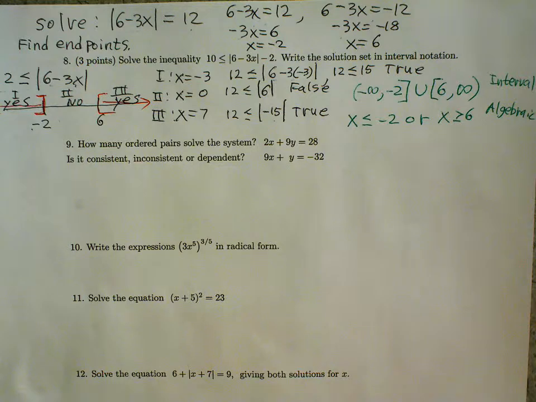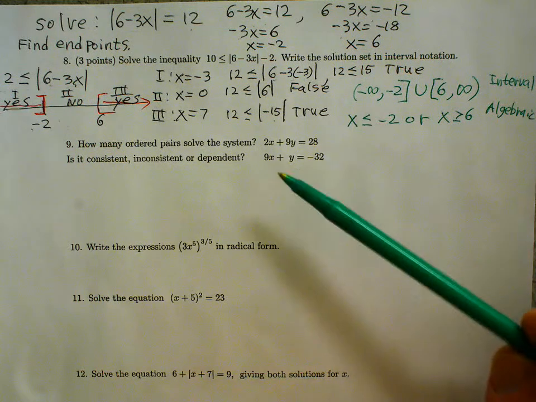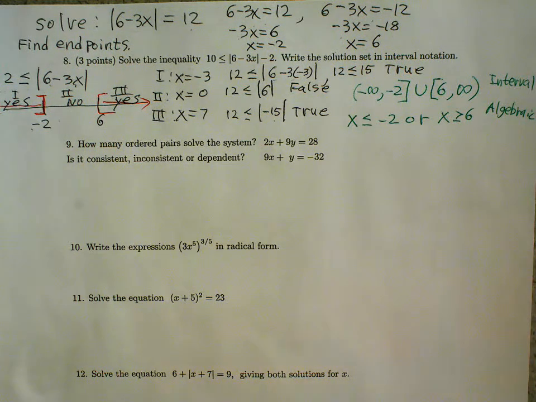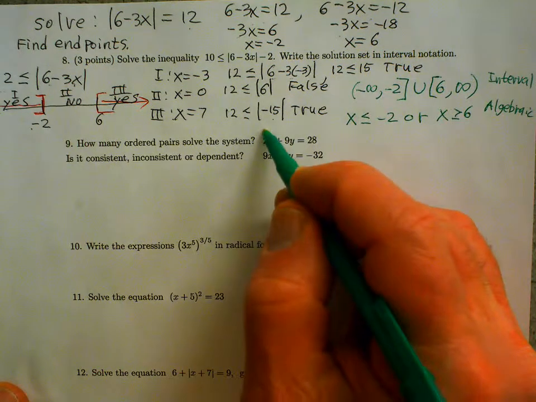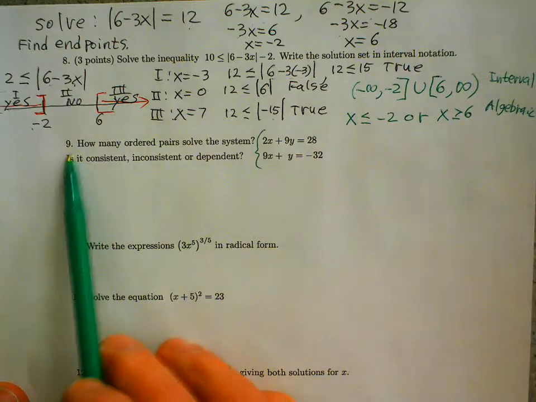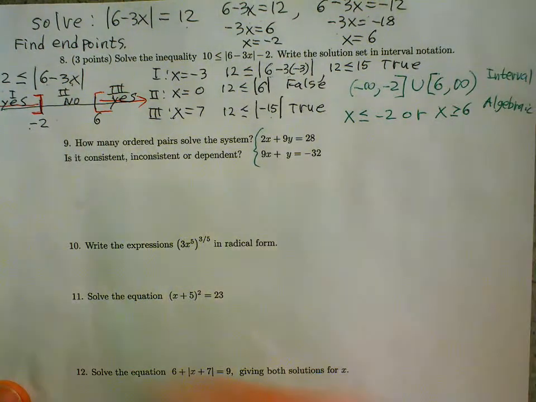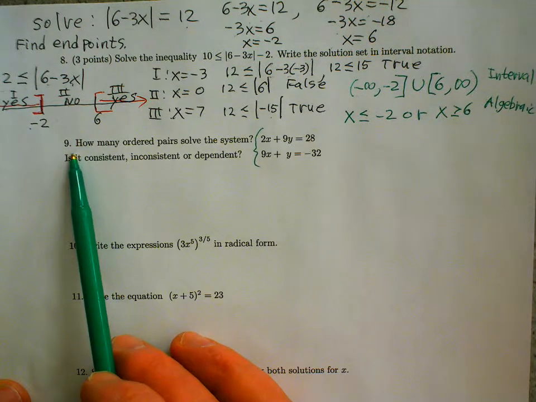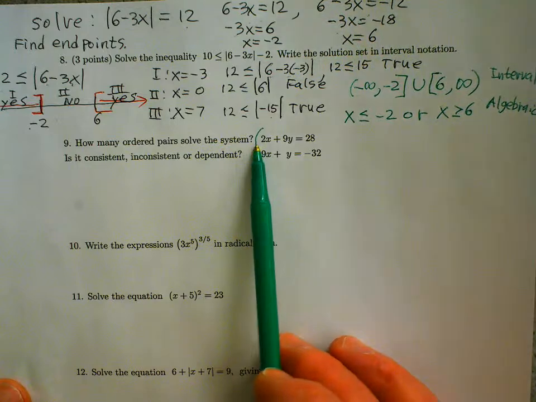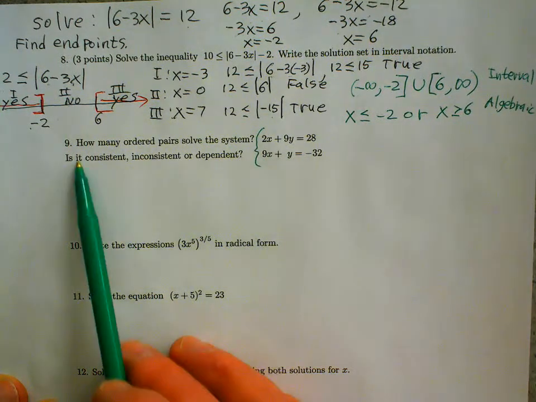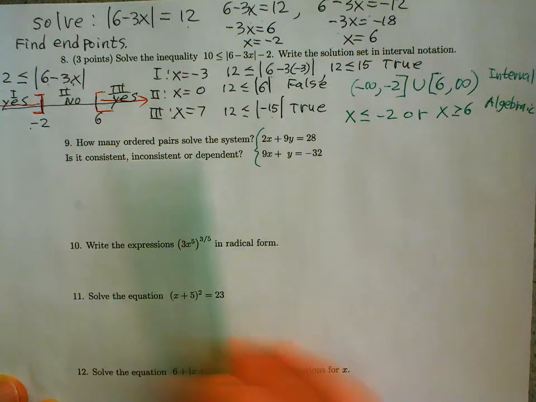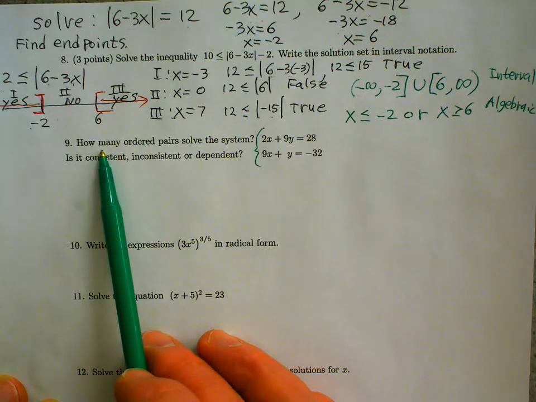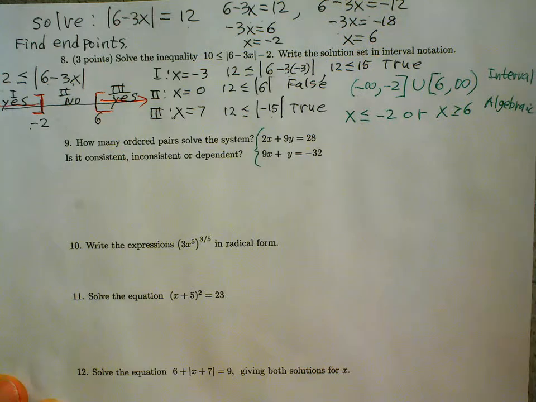Okay, the next problem: how many ordered pairs solve the system? Is it consistent, inconsistent, or dependent? So make sure that you don't go beyond what is written. Notice that it's not asking for a solution. It's only asking how many ordered pairs solve the system.